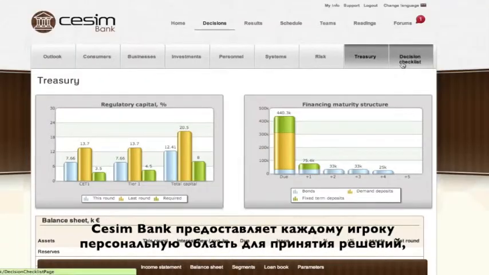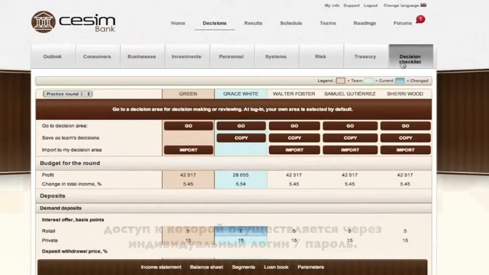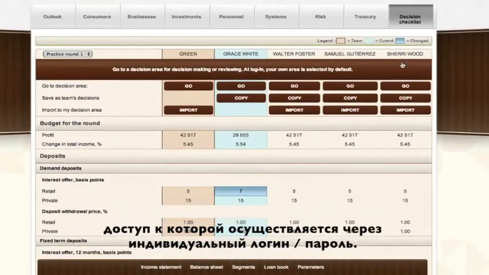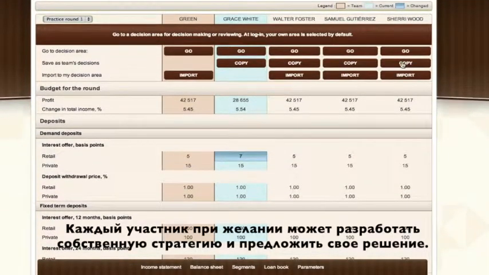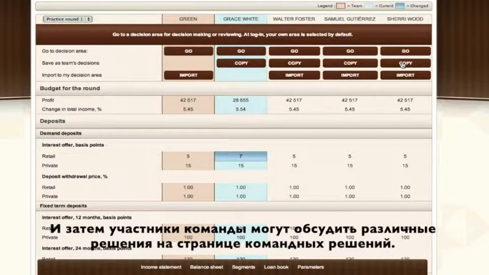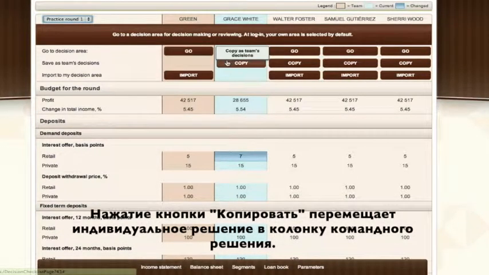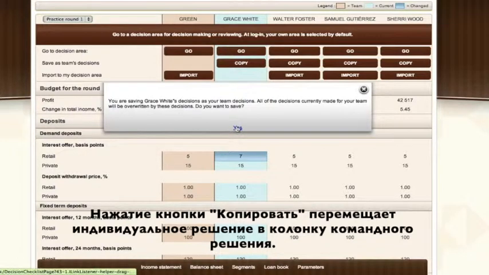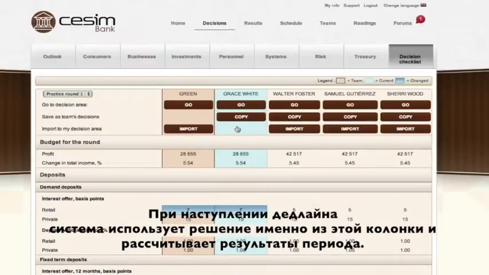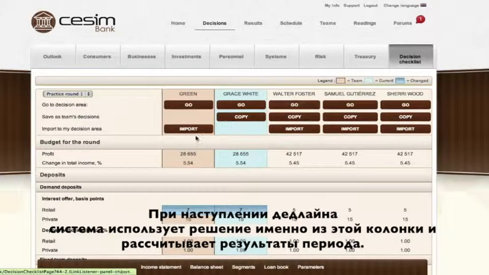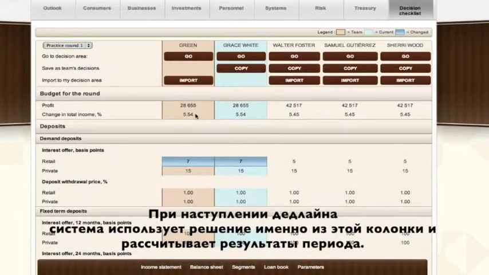Cesim Bank Simulation provides each team member with their own decision-making area that is accessed by their unique login details. Thus, each member is able to work independently and come up with decisions and a potential strategy for the team if they wish. Team members are then able to cooperate and collaborate here, using the decision checklist page where all team members' decisions can be seen side by side. By pressing copy, a team member's decisions is moved to the team decision column. At the deadline, the system reads the decisions from the team decision column and calculates the results for the round.